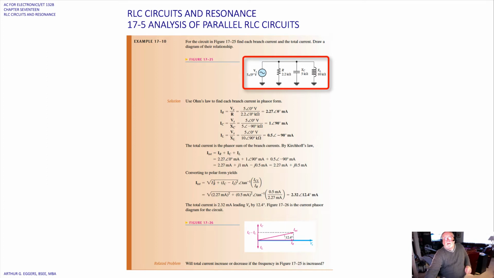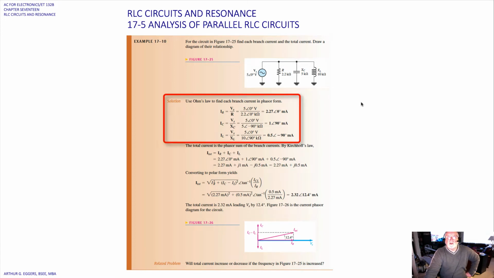Let's look at the next example here. For the circuit shown here, again we've got a three-branch parallel circuit. We've already got the reactances calculated for us, and we're given a source of 5 volts. They want us to find in each branch the current and the total current, and then draw the diagram of the relationship.